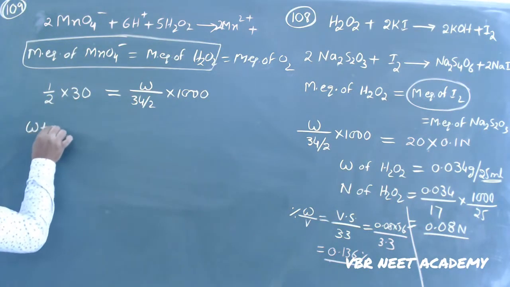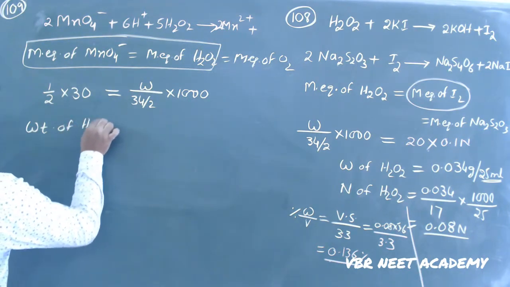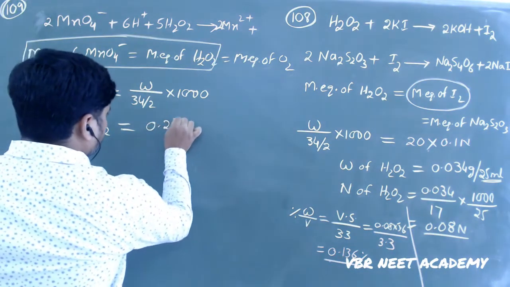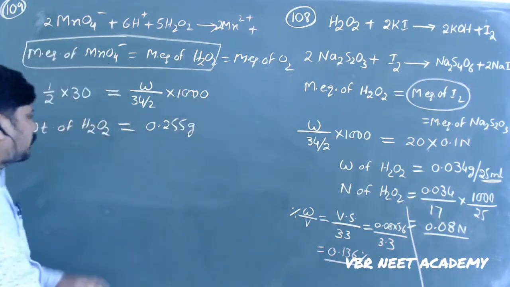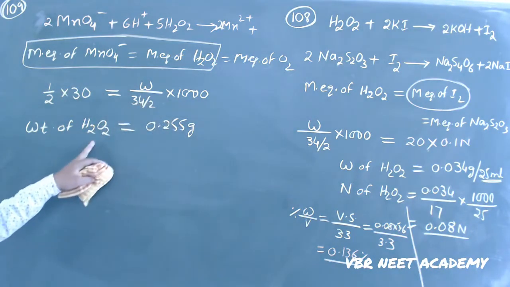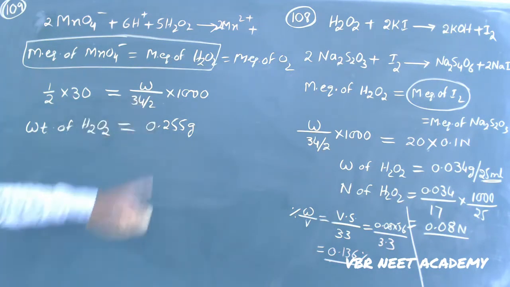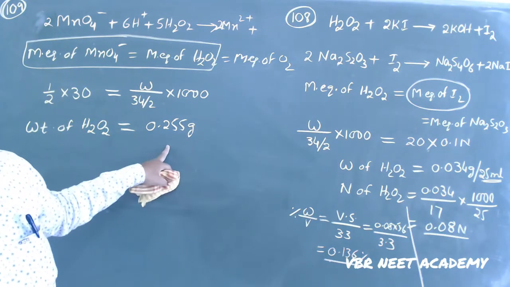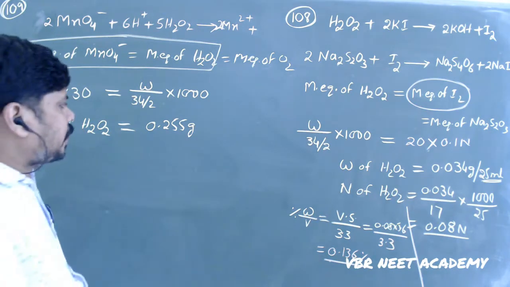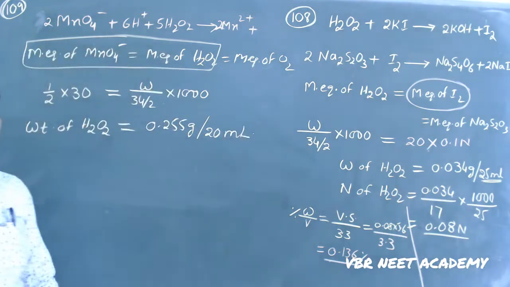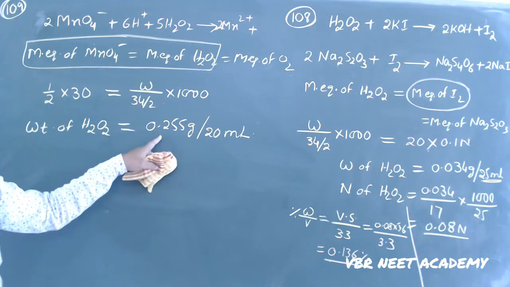From this we are able to get the weight of H2O2. So the weight of H2O2 we obtain from this is 0.255 gram after simplification. The weight of H2O2 present in that particular solution is 0.255. But how much have you taken? 20 ml we have taken. So 20 ml of solution consists of 0.255 grams.